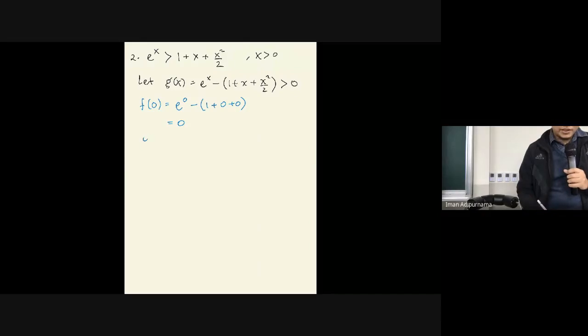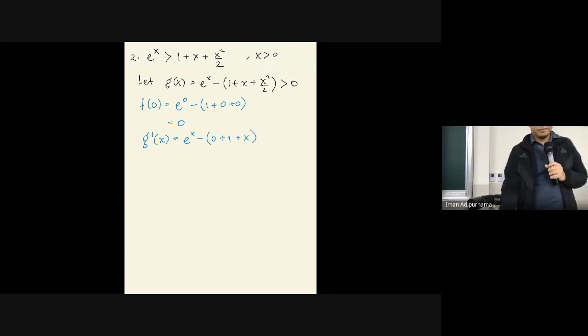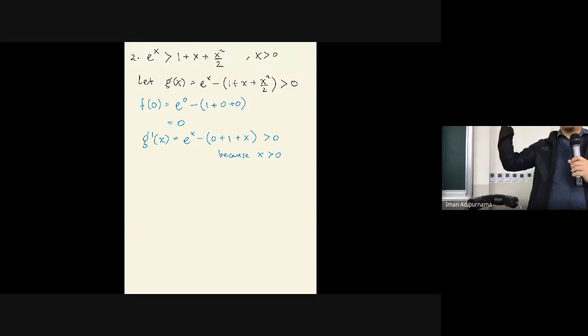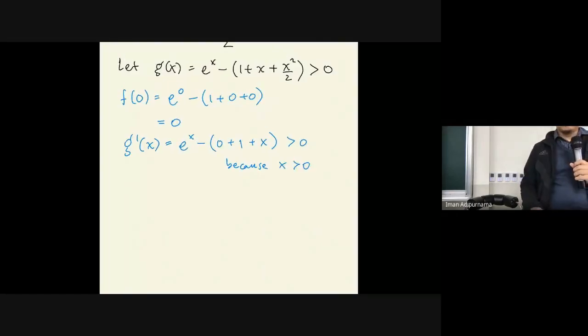Okay. And check the g prime of x. This becomes e to the x minus (0 plus 1 plus x), right? Because x is positive, whatever number x you put into the g prime is always positive, right? Meaning the function is increasing. g is increasing.